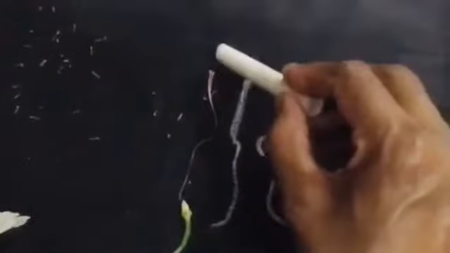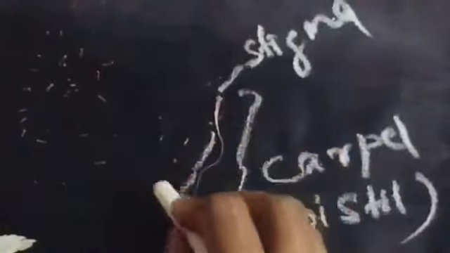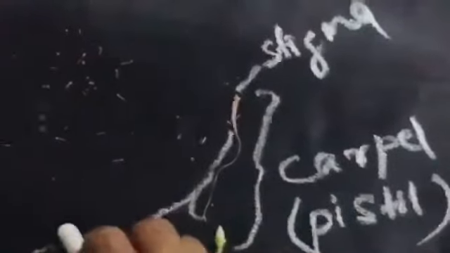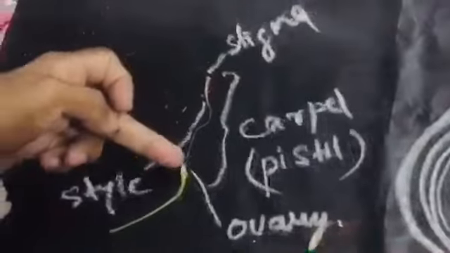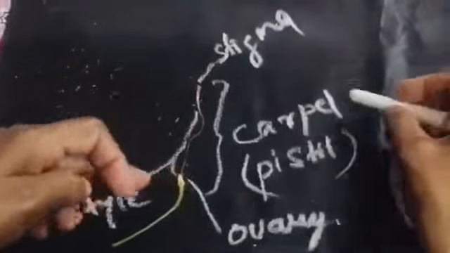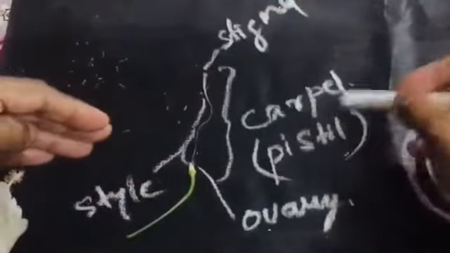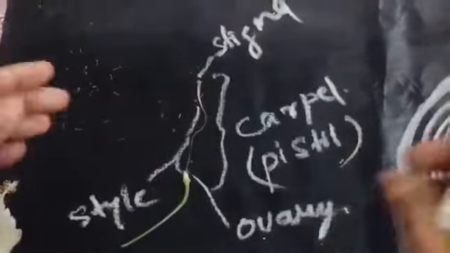And what do you call the tip of the carpel? This is the stigma. And this long tubular portion, this is the style. This swollen part is called the ovary. Ovary, style and stigma together make the female reproductive part, carpel or pistil. We have done it already.